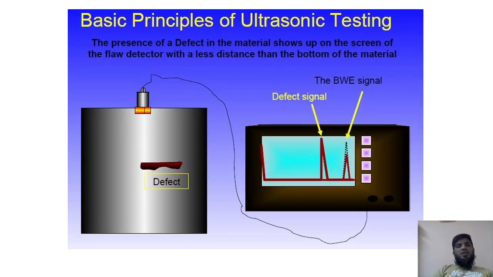Similarly, if there is a defect in your specimen, because of the presence of this defect, void, or gap, when the signal hits it, it gets reflected back. So you will find an extra defect signal on your ultrasonic testing machine, and you can understand that some defect exists. By correlating the distance between the original and this distance, we can find the ratio at which the flaw is present.